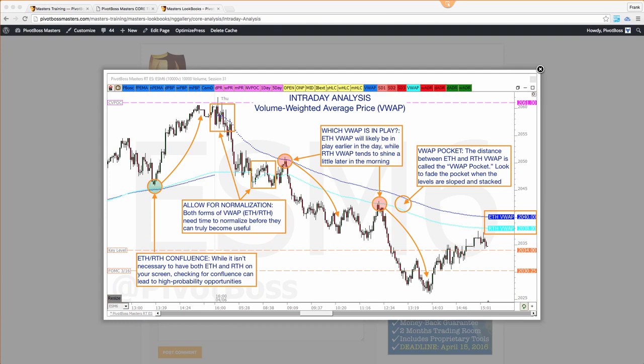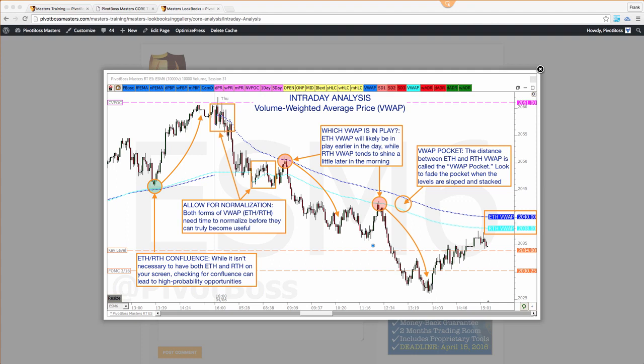With regards to VWAP, there's ETH VWAP and there's RTH VWAP, right? And VWAP, regardless of which calculation, needs a little bit of time for normalization, right? So here is when price opens up after hours, and you can see VWAP trading in a little box around there. Here's the open price. You can see VWAP trading a little bit, but it's not really useful.